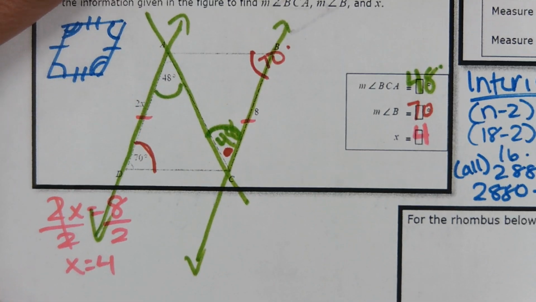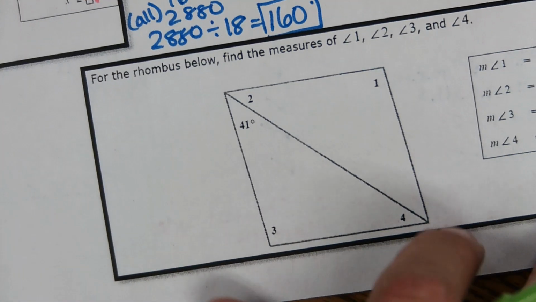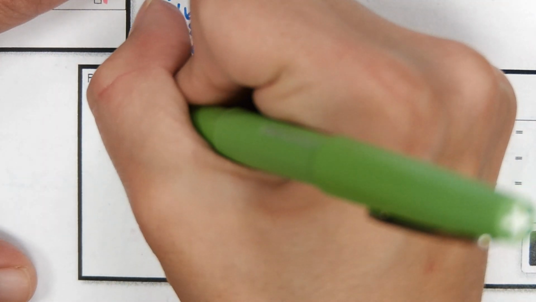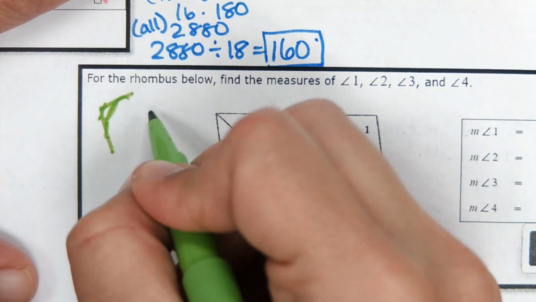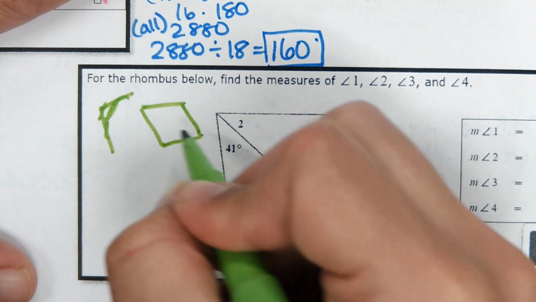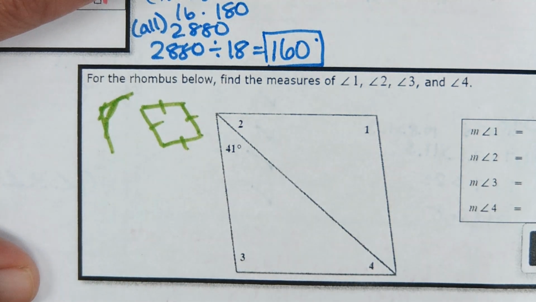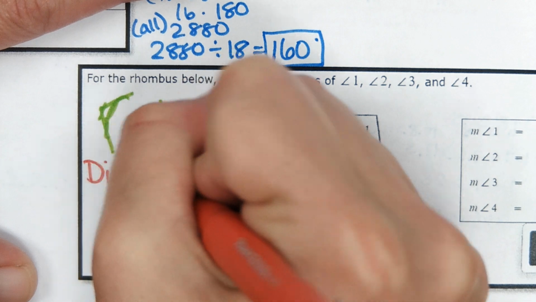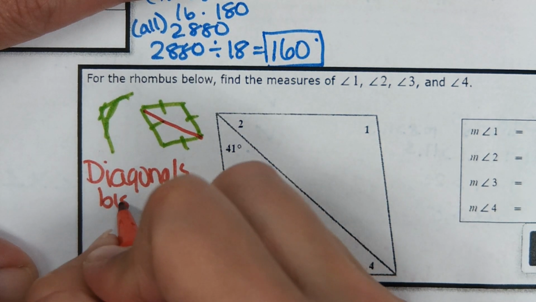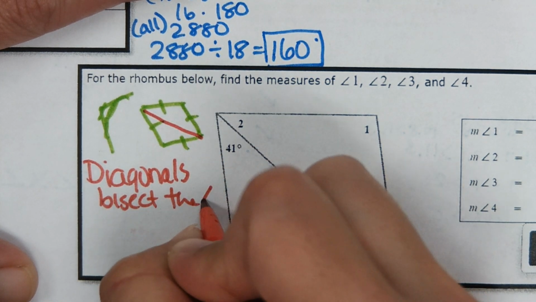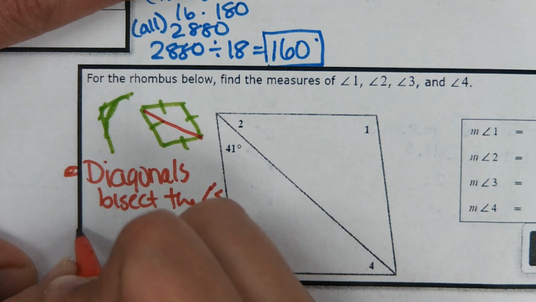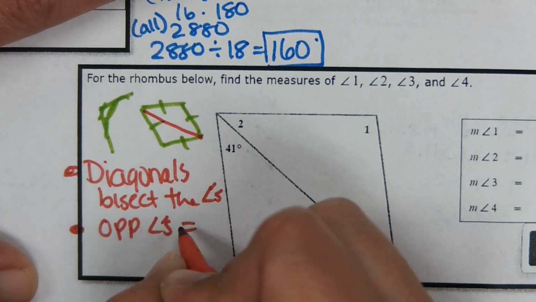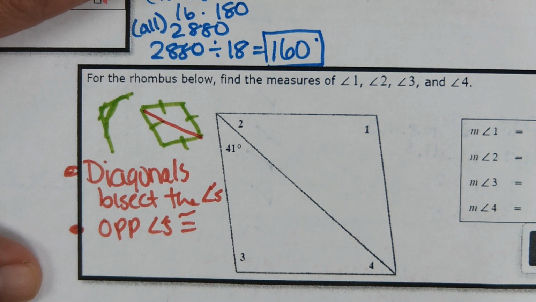Okay, and then rhombus, last one. A rhombus is a parallelogram. Let me try to draw one. Rhombus, it's a parallelogram. All the sides are equal. The diagonals bisect the angles. And then also opposite angles are equal, which will help as well.